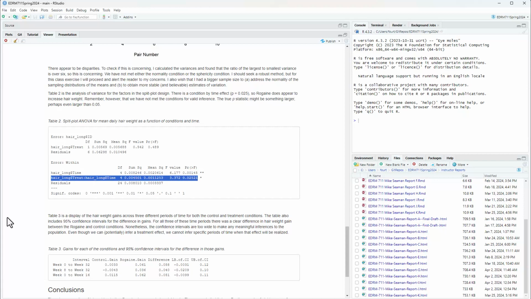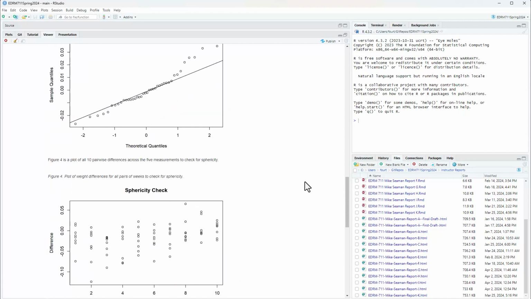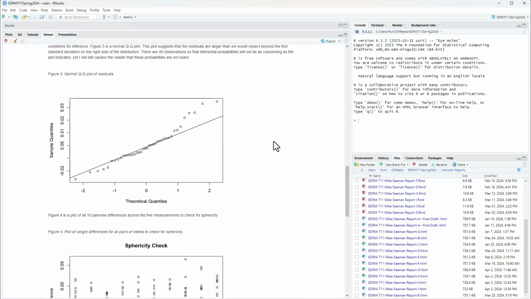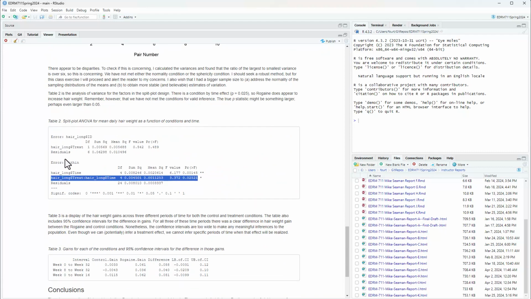Because it's the interaction of a between and within subject factor, that makes it a within subject factor, so therefore we need to look at sphericity. And that's what we're looking at here: sphericity, homogeneity of variance of all the differences between the pairs of weeks. And then we look with the QQ plot at normality. And again, independence here is independence of the individuals in the between subject factor, that is between the control and treatment. Independence is not needed for individuals across the weeks because we purposefully are measuring the same individuals across weeks.